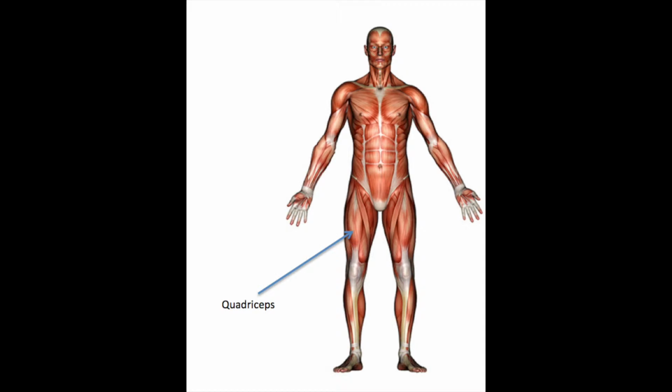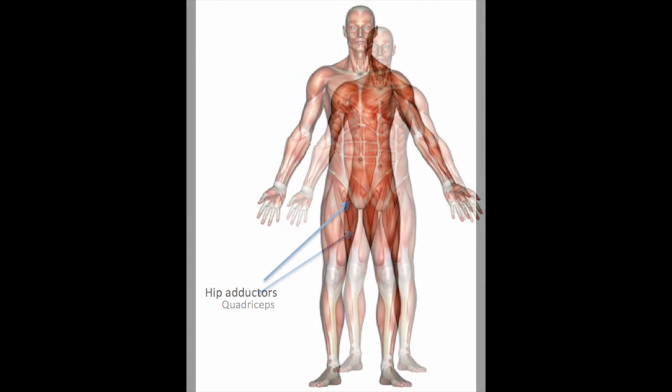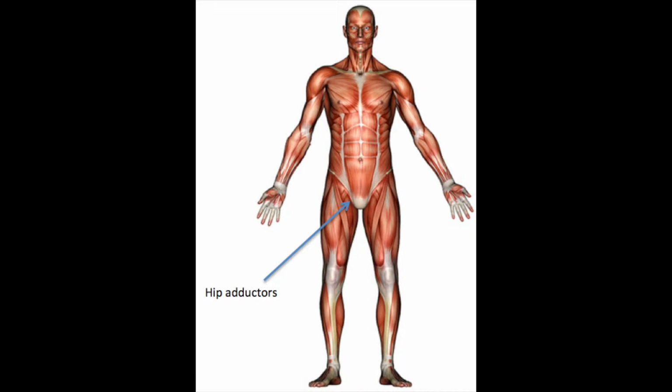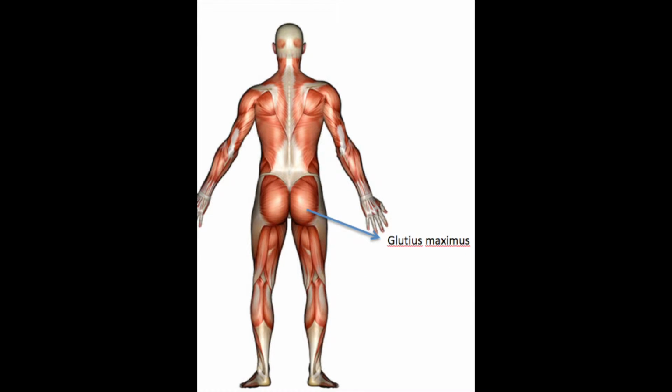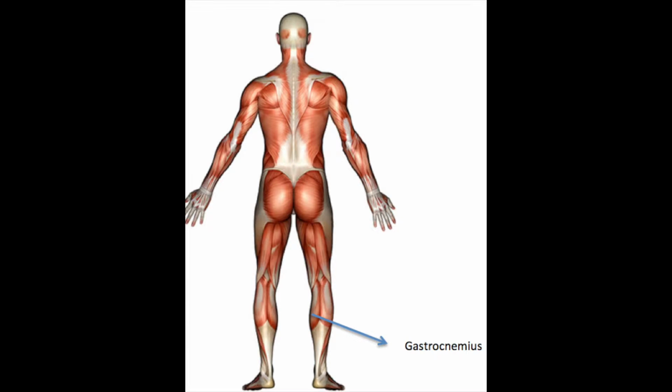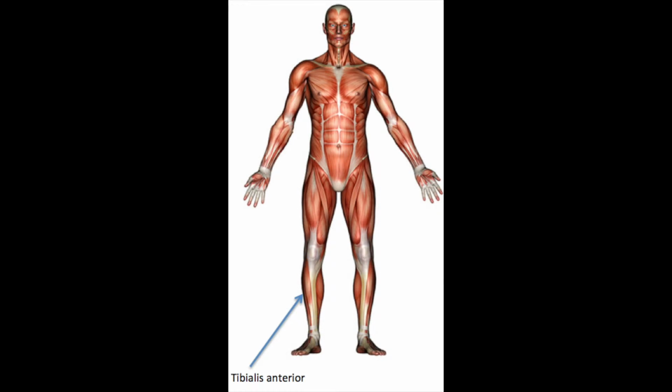Muscles used in walking and running. Quadriceps. Hip adductors. There are 3 parts to the hamstring, and they are semitendinosus, biceps femoris, semimembranosus. Gluteus maximus, gastrocnemius, tibialis anterior.